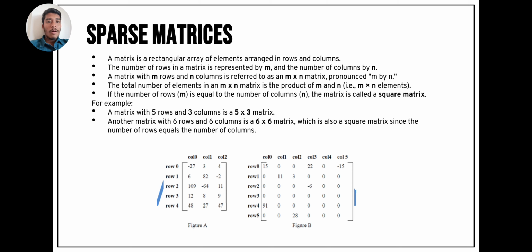If the number of rows is equal to the number of columns, then the matrix is called a square matrix. For example, a matrix with 5 rows and 3 columns is called a 5 cross 3 matrix, and another matrix with 6 rows and 6 columns is a 6 cross 6, that is, 6 by 6 matrix, which is also known as a square matrix, since the number of rows is equal to the number of columns. As we can see here in figure A, there are 5 rows and 3 columns. In figure B, there are 6 columns and 6 rows. So figure B is the square matrix.